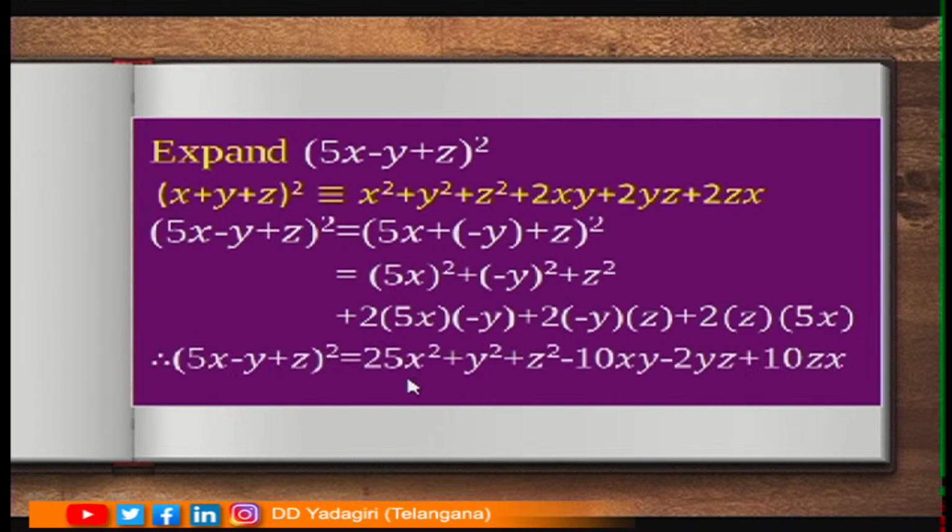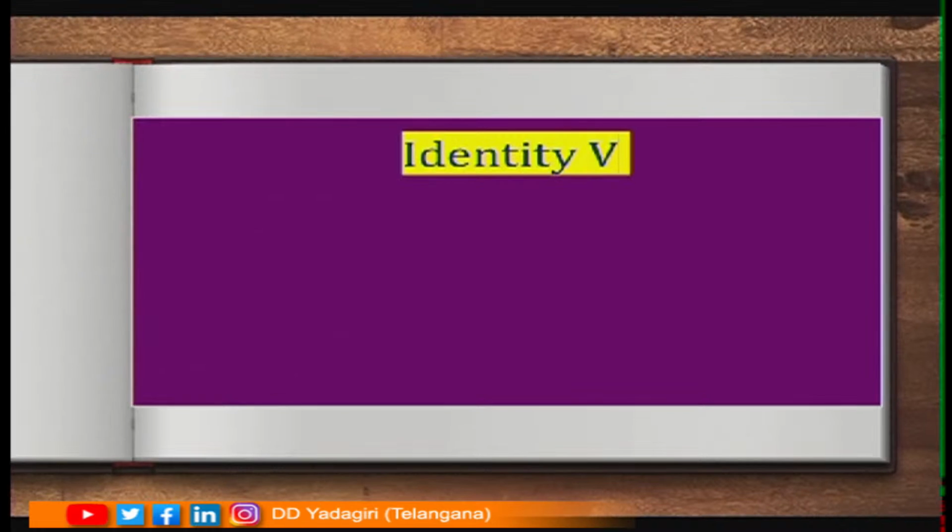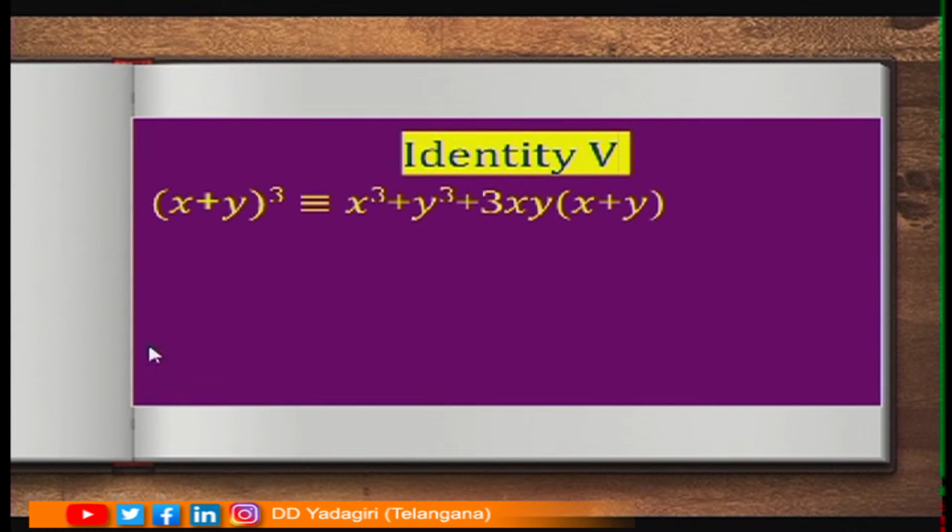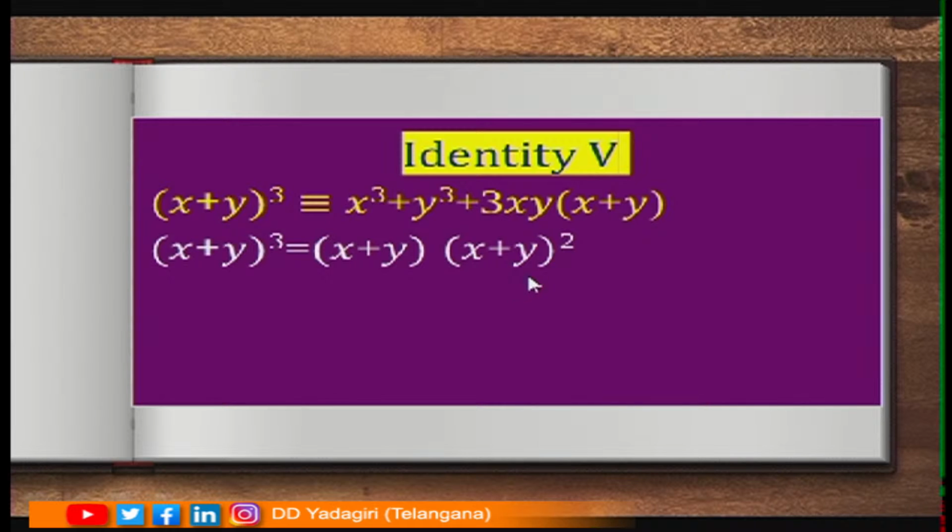So, you get 25x square plus y square plus z square minus 10xy minus 2yz plus 10zx. We go for the next identity: (x plus y) whole cube is x cube plus y cube plus 3xy into (x plus y). So, (x plus y) whole cube we can write as (x plus y) into (x plus y) whole square. You know the expansion of this, it is x square plus 2xy plus y square.